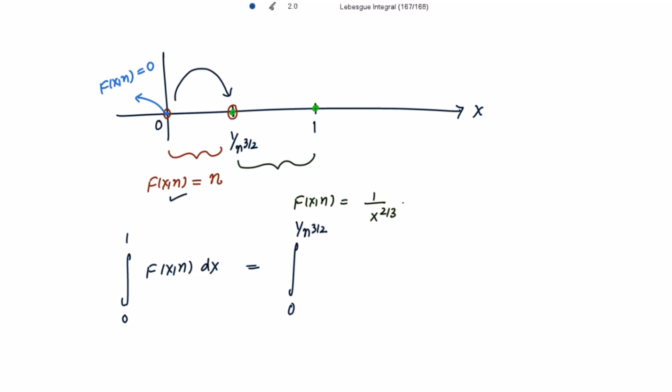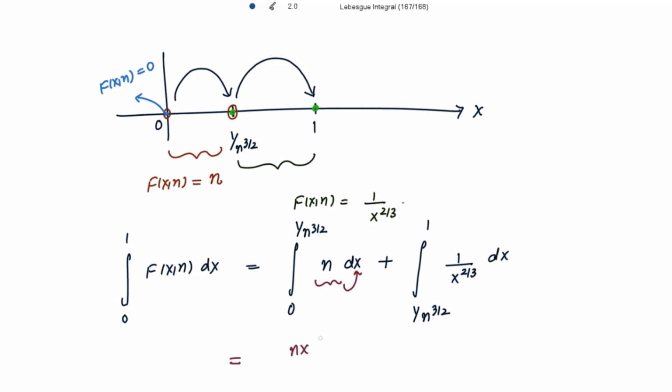We have the value of f_n(x) to be n, plus from this point to the point 1, we have the value of f_n(x) to be 1 divided by x to the power 2/3 dx. Integrating with respect to x, we get nx with limits from 0 to 1 divided by n to the power 3/2, plus, taking the integrand as x to the power minus 2/3, the integration is x to the power (minus 2/3 plus 1) divided by (minus 2/3 plus 1), with limits from 1 divided by n to the power 3/2 to 1.